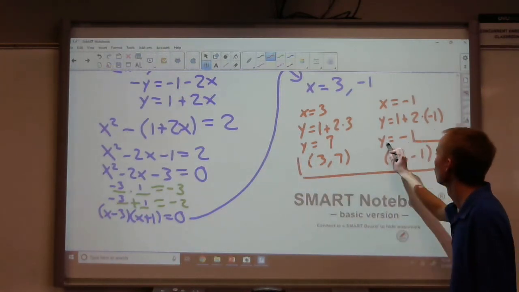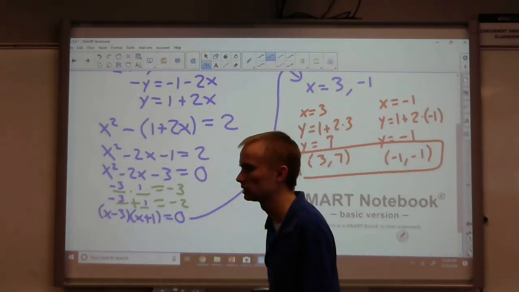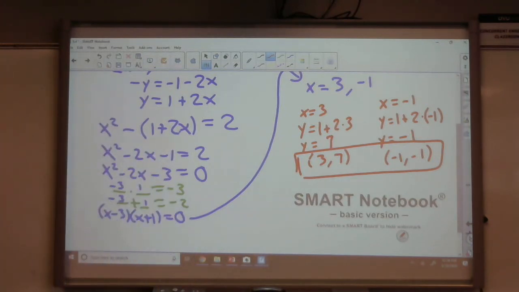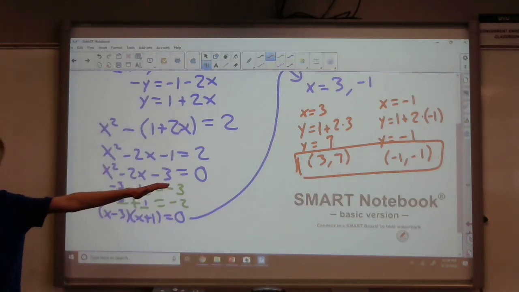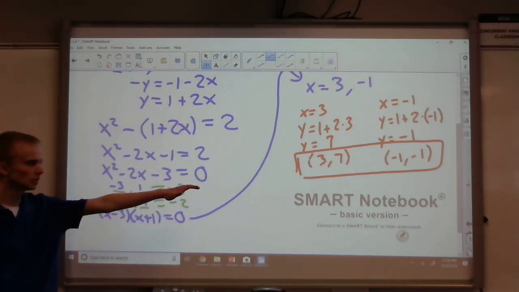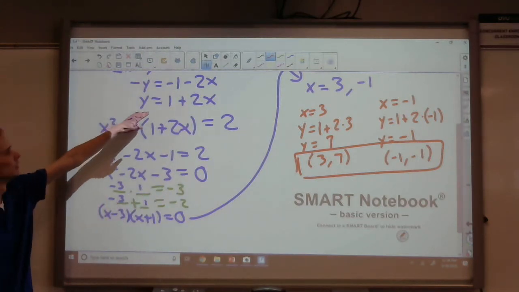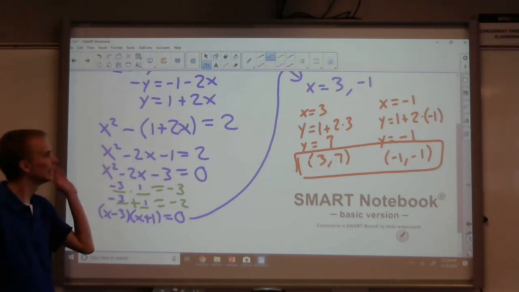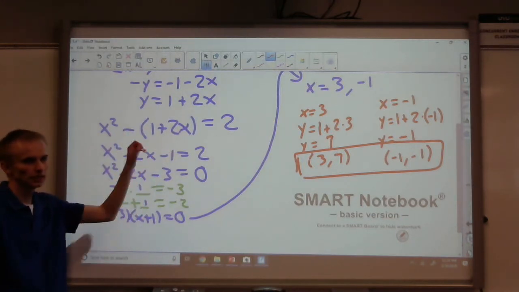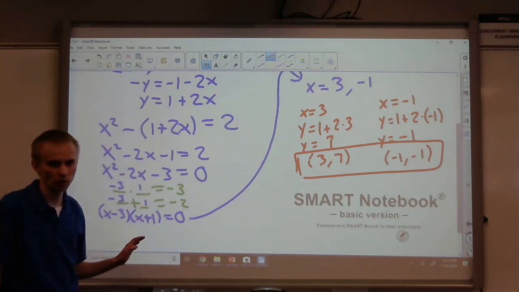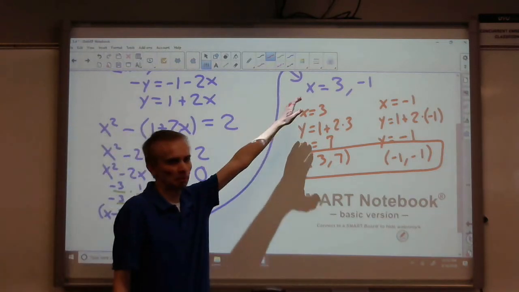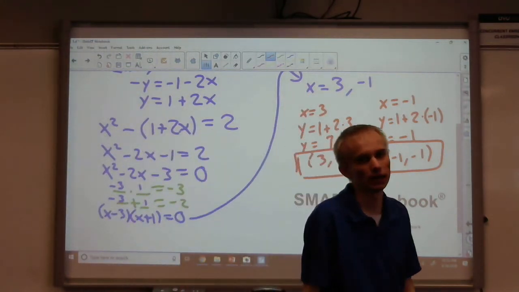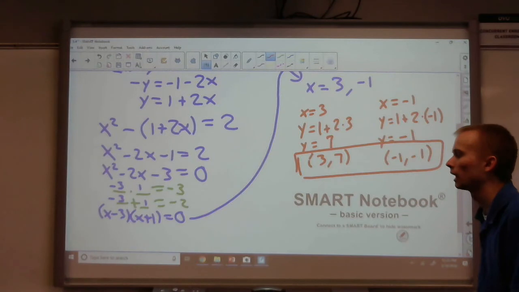So what were my steps? I used substitution. I solved for one of the variables, and that's what we did here. We found out what y was. We plugged it into the other equation, and then we solved for x, and then back substituted to find y.